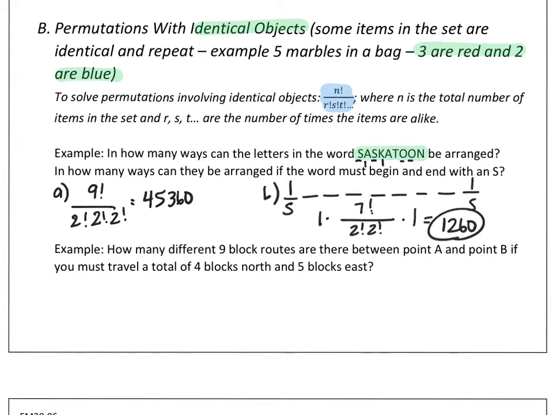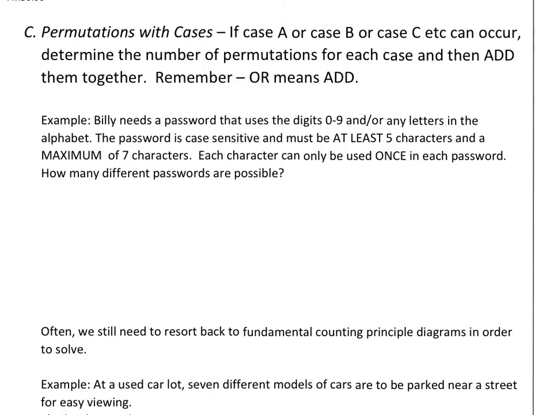And how many different 9 block routes are there between point A and point B? You must go 4 blocks north and 5 blocks east. So 9 factorial divided by 4 factorial times 5 factorial is 126.